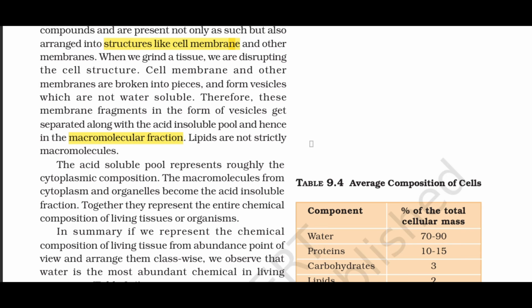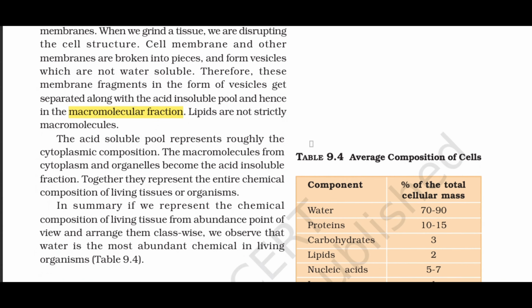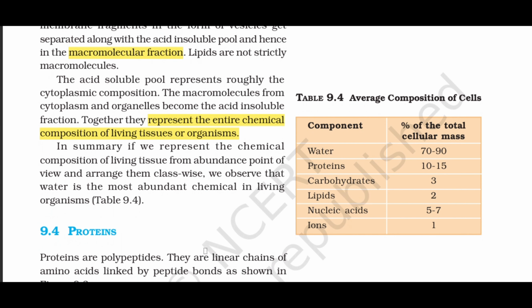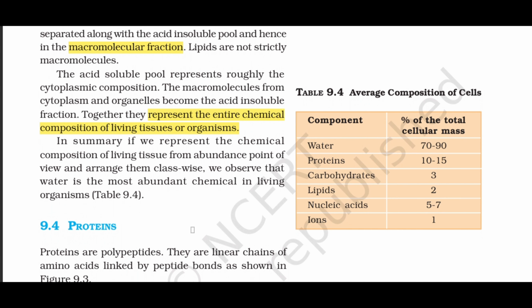The acid-soluble pool represents roughly the cytoplasmic composition. The macromolecules from cytoplasm and organelles become the acid-insoluble fraction. Together they represent the entire chemical composition of living tissues or organisms. In summary, if we represent the chemical composition of living tissue from the abundance point of view and arrange them class-wise, we observe that water is the most abundant chemical in living organisms.